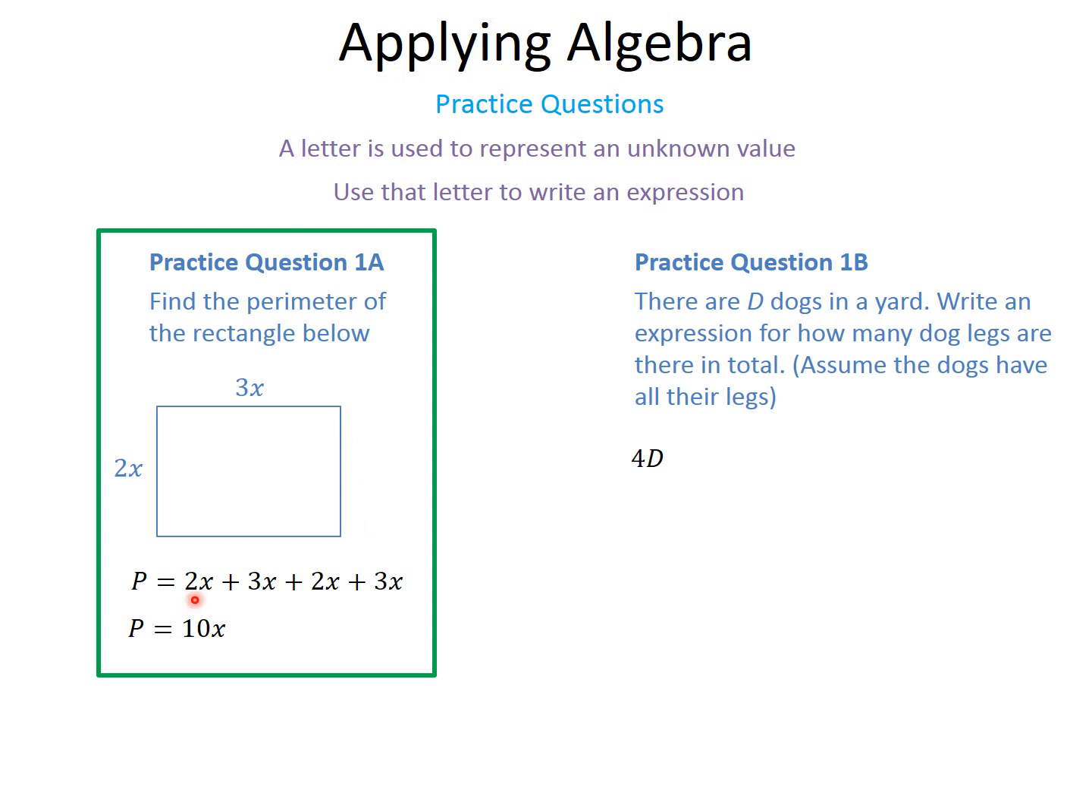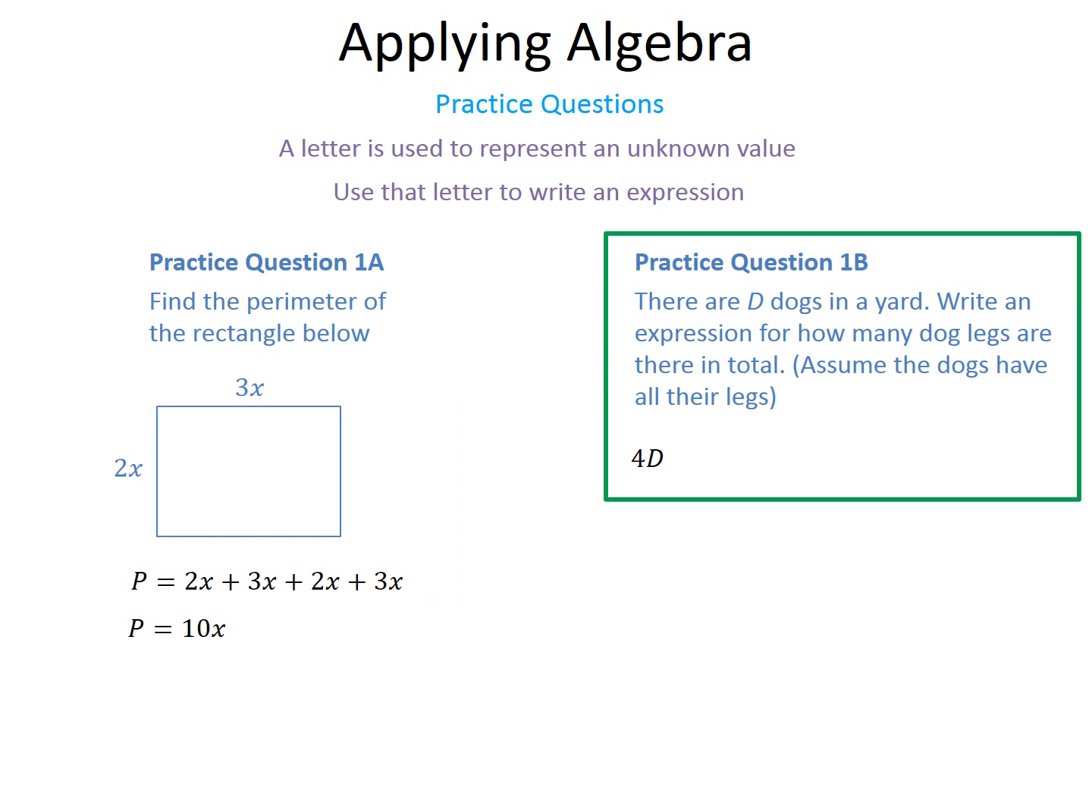And when I do all that, I just collect my like terms. So what's 2 plus 3 plus 2 plus 3? It's 10, so altogether there were 10 x's, and that's my final answer. And with part B, there's d dogs in the yard. And how many legs does each dog have? We already know that. It's got 4 legs.